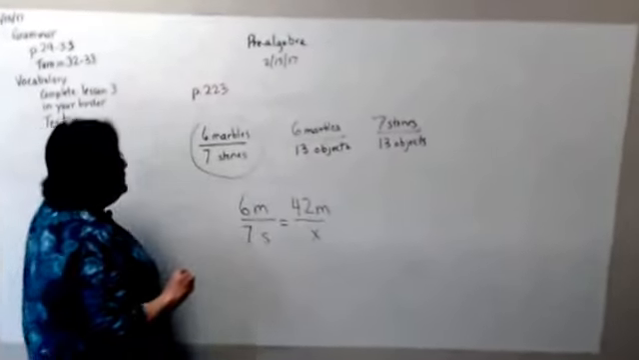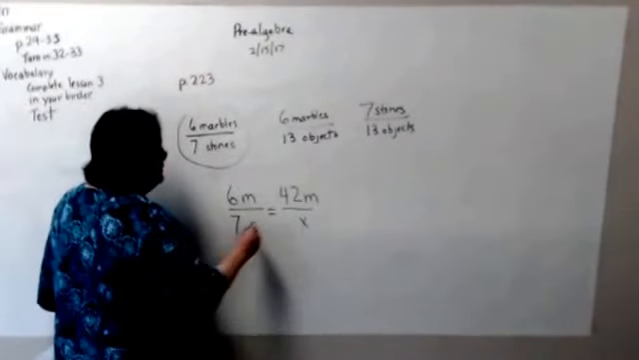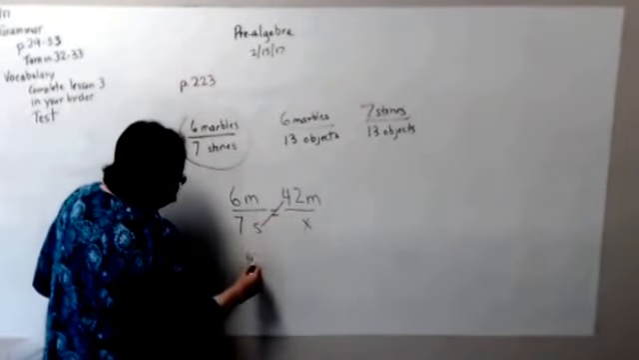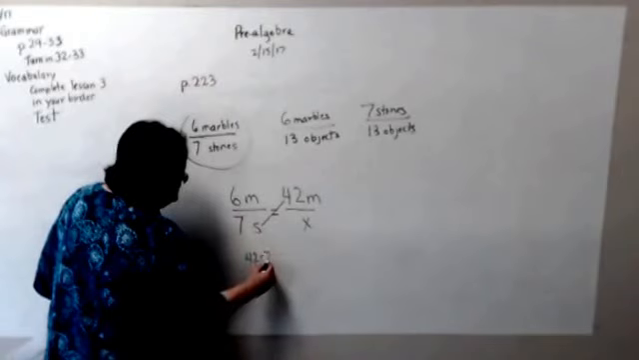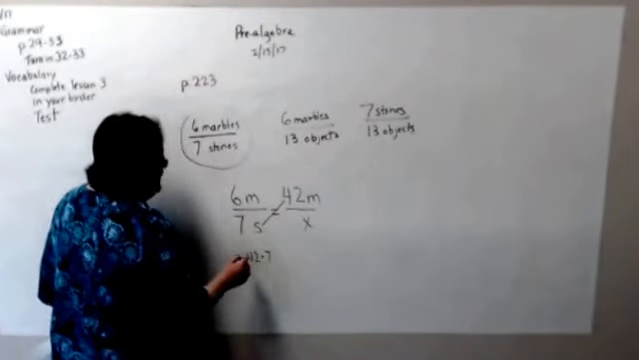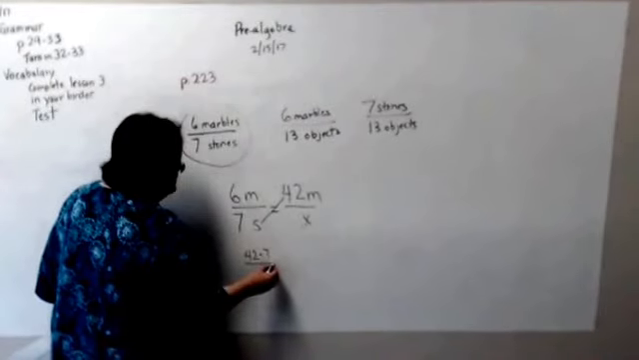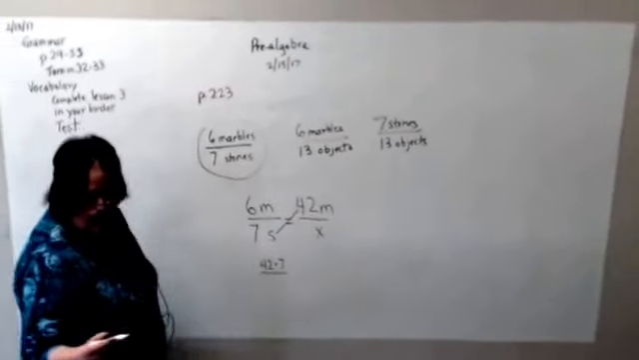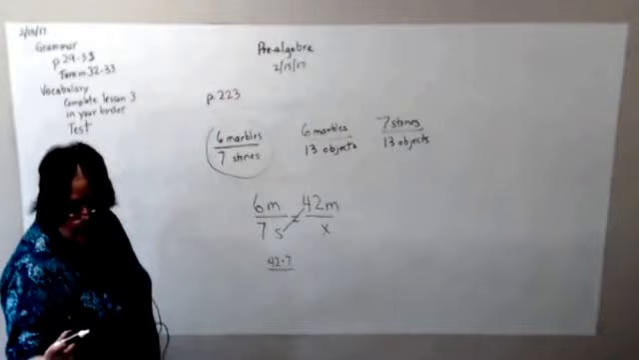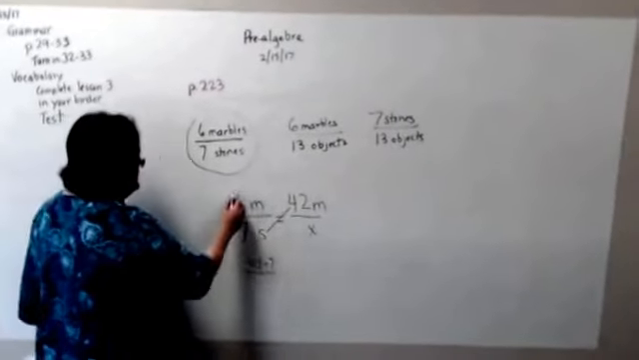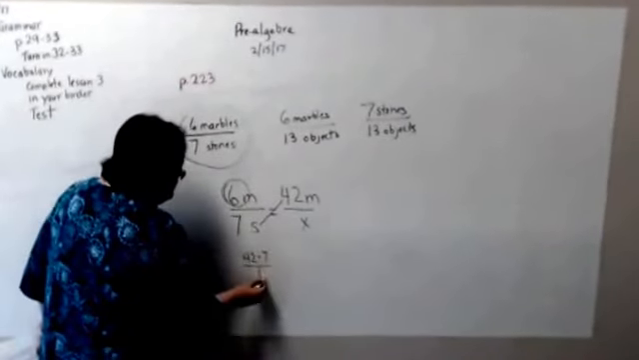What do we do, Ethan? 42 times 7. Okay, not 0.7. And then divide by 6, the odd man out, 6. Because he doesn't have a pair, huh?